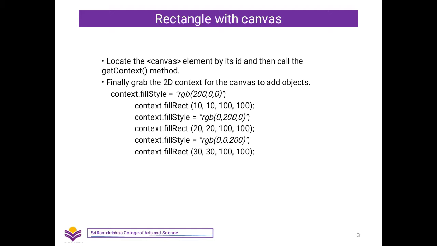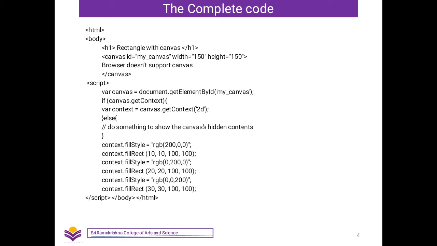In JavaScript code, draw three rectangles using fill rect and specify the coordinate values. Fill them with primary colors red, green, blue using fill style method. This is the complete code.